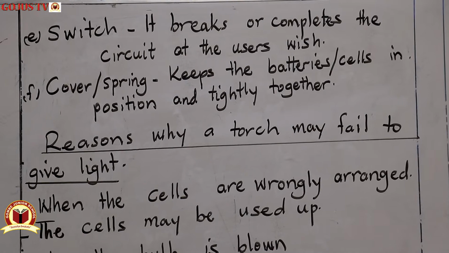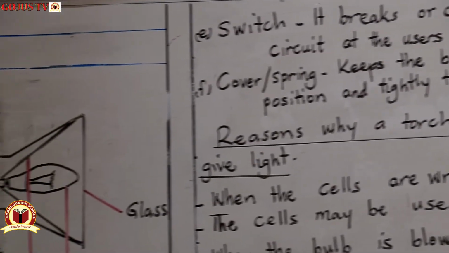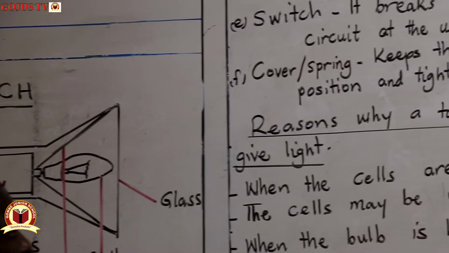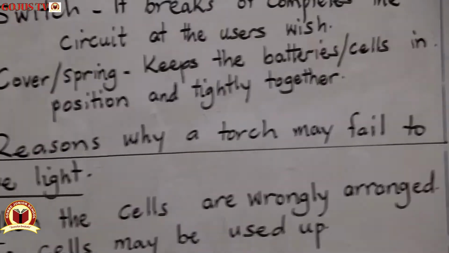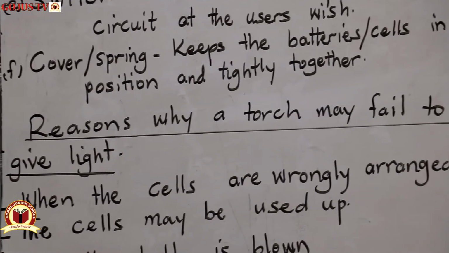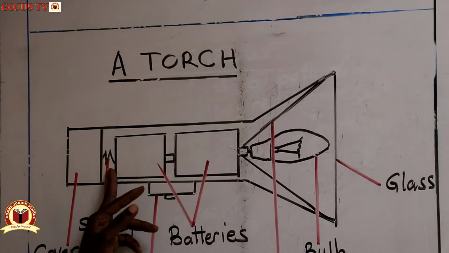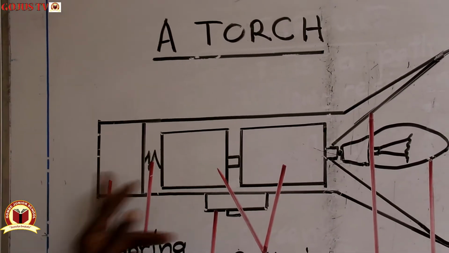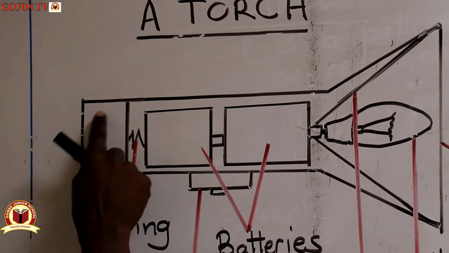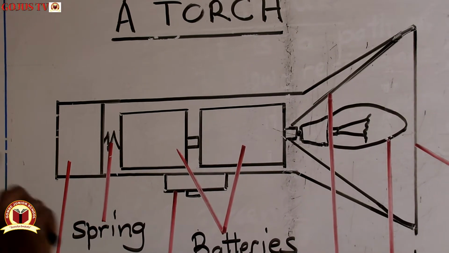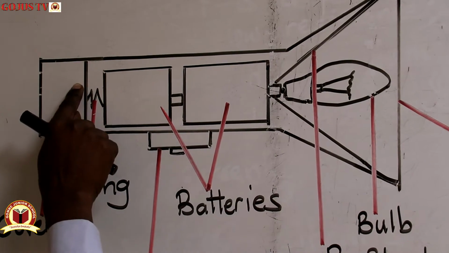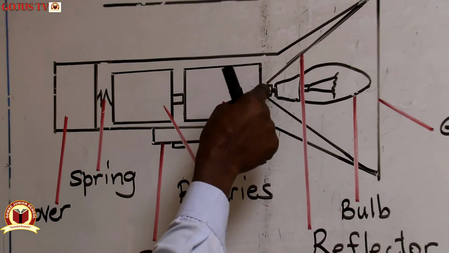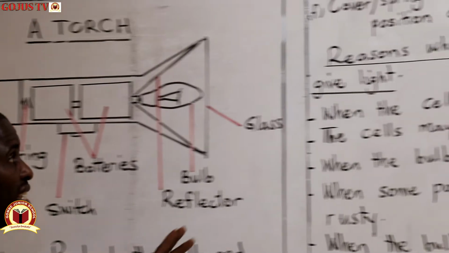A cover or the spring, the one at the end. The cover and the spring keep the batteries or cells in position and also hold them tight. This cover, since it has got a spring on it, also performs another duty of completing the circuit. So when there is flow of electricity, as we learned in our previous lesson, it completes connecting the cells to the body of the torch and then also connecting to the positive terminal of the cells.